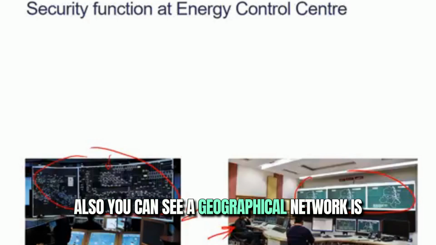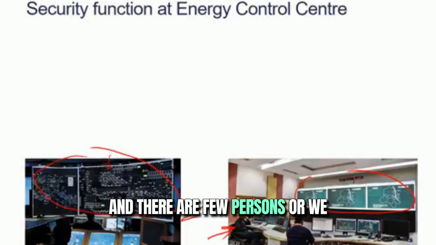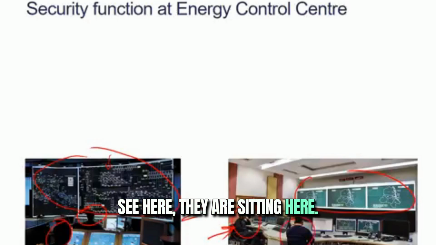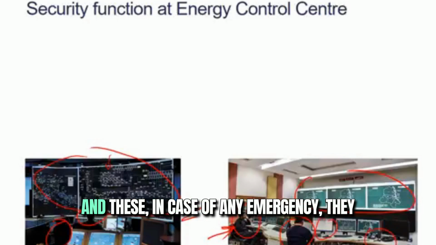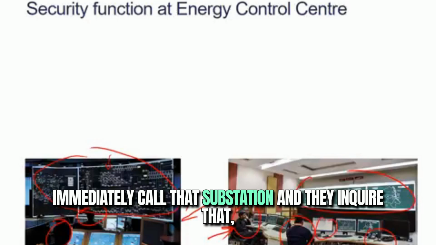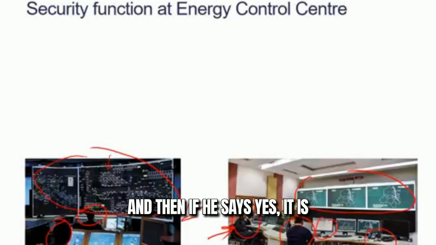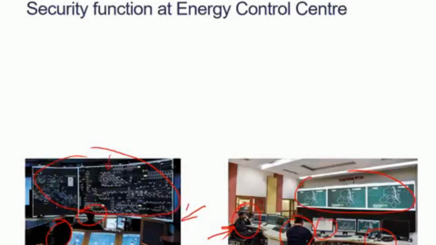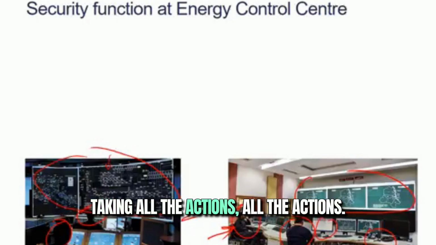Also you can see a geographical network, and all the information is shown here, but it is very small to see. And there are a few persons, whom we call system operators. They are sitting here, and they have small computers where they see more details, and they have telephones. In case of any emergency, they immediately call that substation and inquire whether this is actually happening or not, and if they say yes, then they immediately take action. So this control center is responsible for taking all the actions.